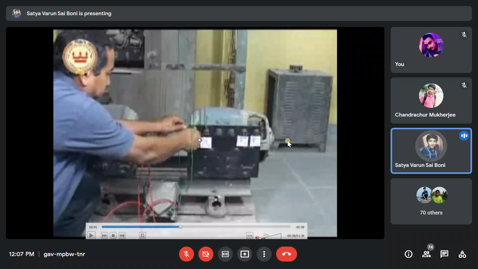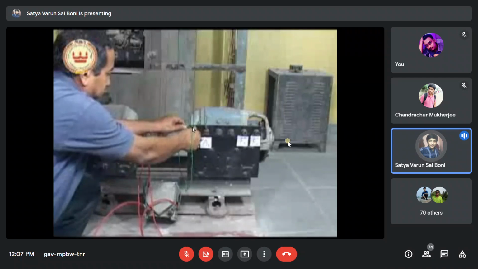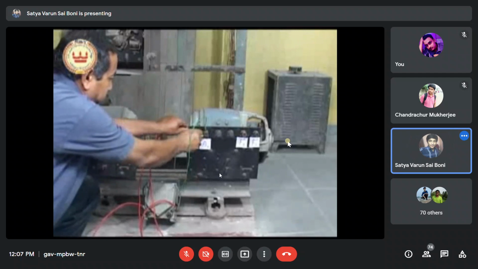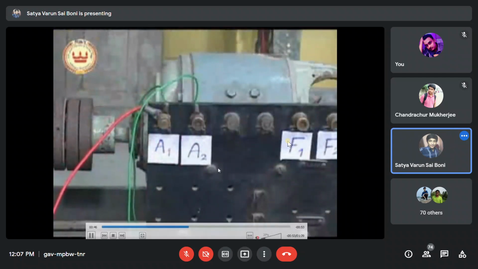See what he actually does. I am telling you here, guys, you just listen. He is short circuiting A1 and A2 directly by using a wire. And after that, from this short circuit point, he is connecting one wire to positive. And one wire he will connect to the upper side of the yoke by removing the paint. See, you just see. I will show you.